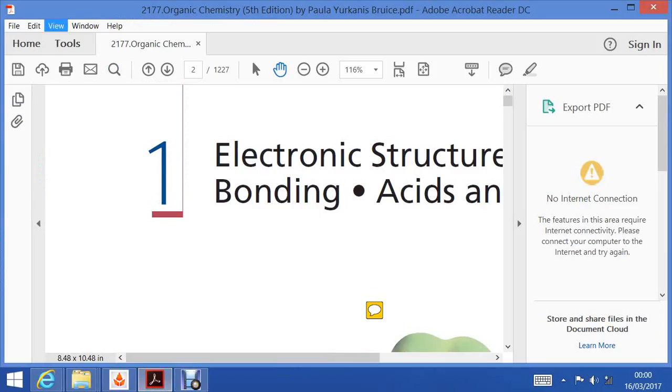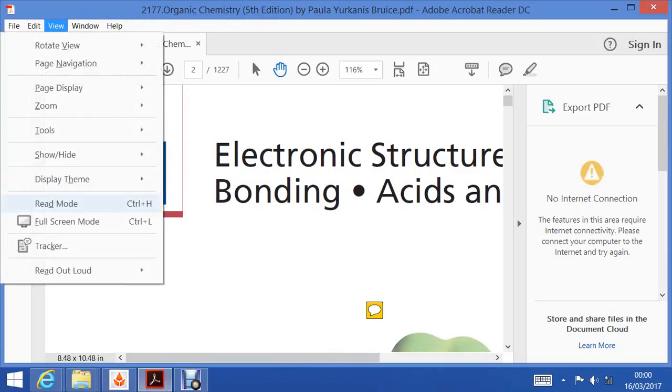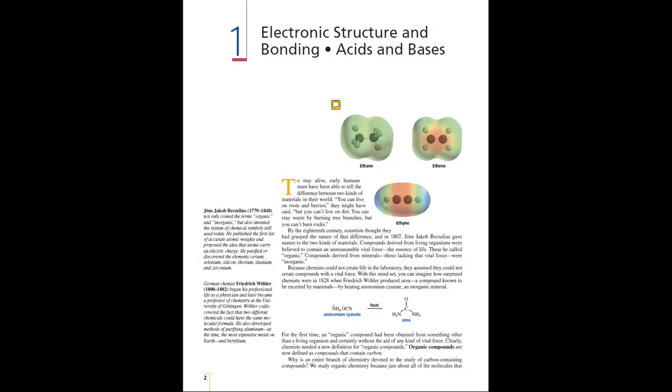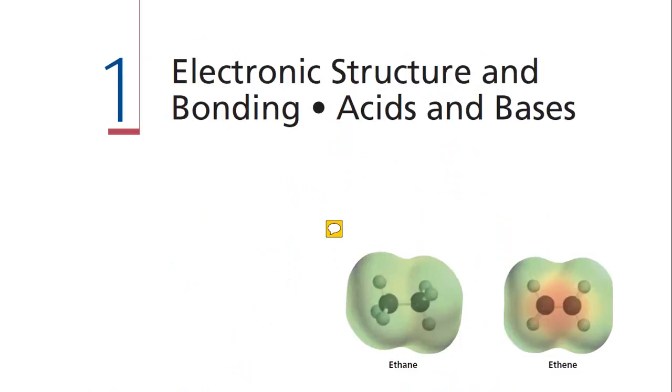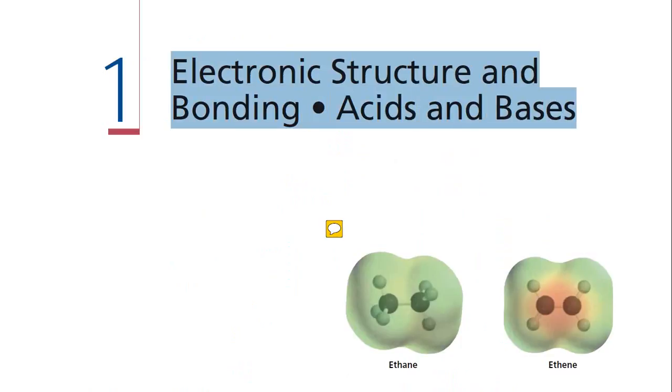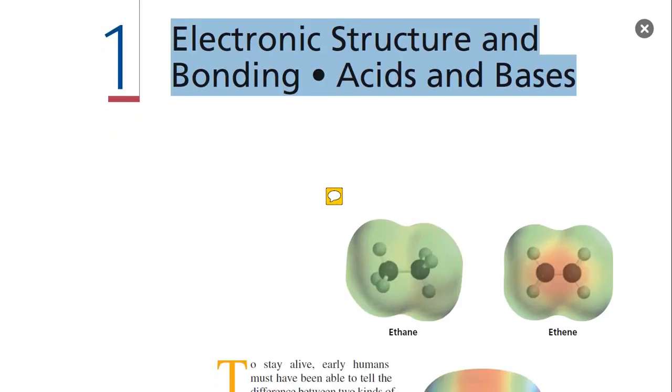Okay, so we start just from here: electronic structure and bonding, the first chapter of the organic chemistry book by Paula Yurkanis Bruice, 6th edition. So we will focus here on electron structure and bonding, acids and bases.